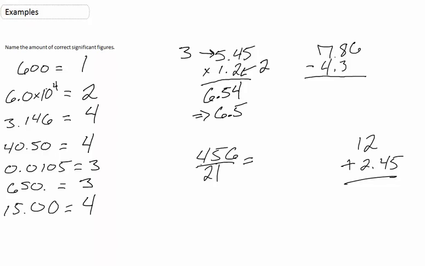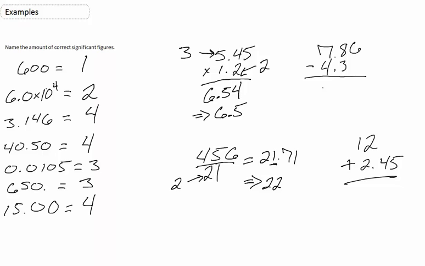If we do a division problem, the same rule applies. We take the number that has the least amount of significant figures, which in this case is 21. If we divide this out, we'll get 21.71. Since we're only keeping to 2 significant figures, our final answer will be 22.